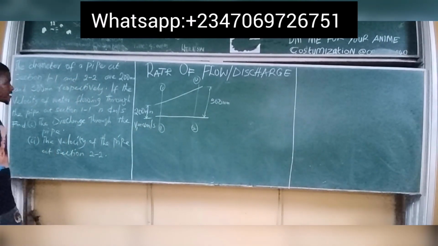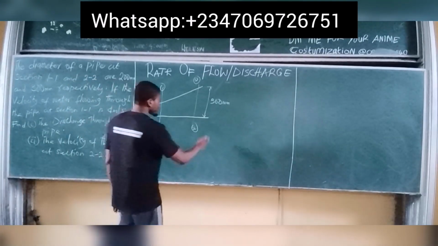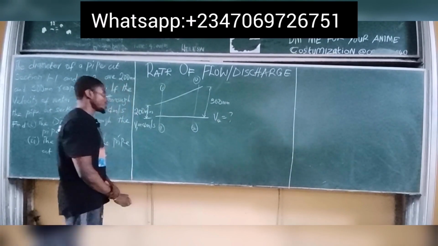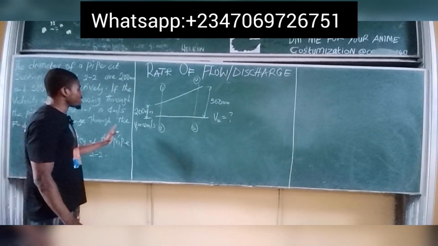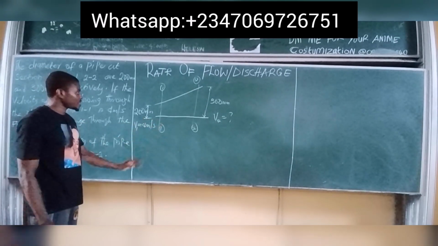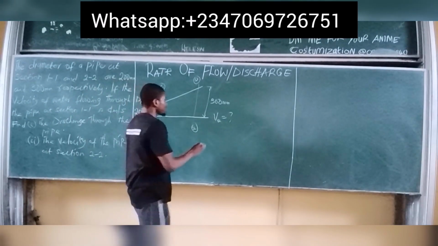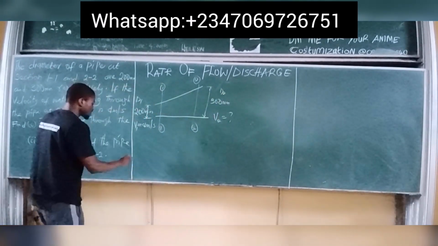The question is asking us to find the discharge through the pipe and also the velocity at section 2. V2 is unknown. So first of all, let's convert the values of these diameters to standard units. This is the diameter at the inlet, which is D1. This is the diameter at the outlet, which is D2 at section 2. Okay, so D1 is 200 millimeter.